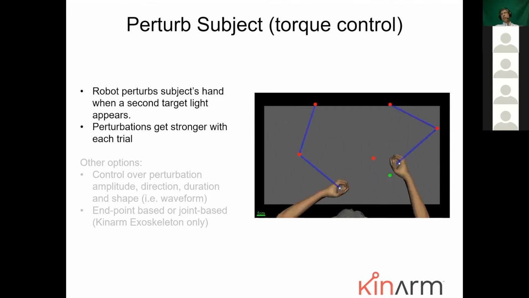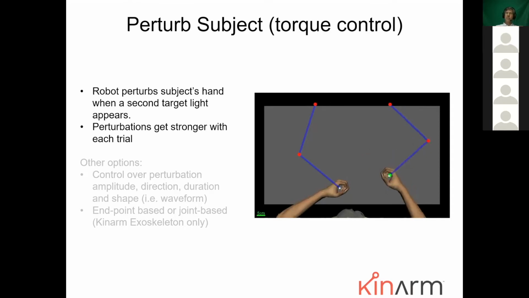This next basic feature is similar to the previous one, but there are some subtle differences. I've called this Perturb Subject, and in this case, it's torque control. In the example, the subject was reaching from one target to the next target, and then when the second target turns on, you can see there's a perturbation that's moving the subject's arm off to the side.